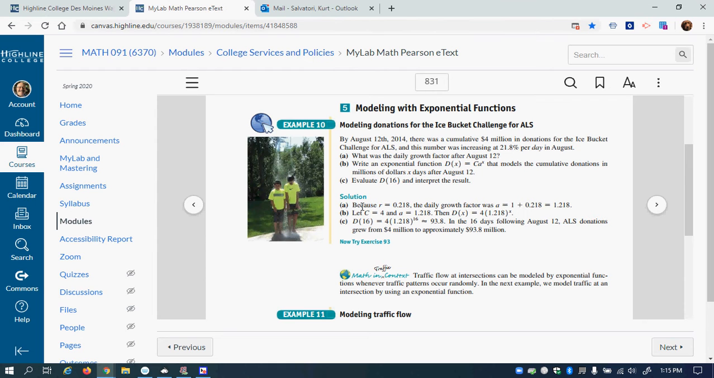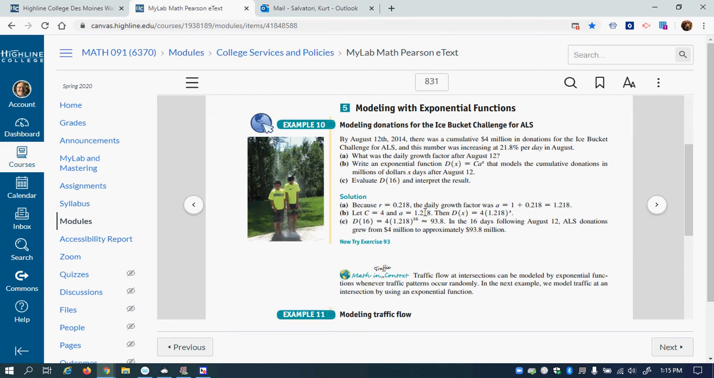So if you look at A, we took the R, which was the percent, 21.8, changed it into a decimal. Then we added it to 1 because that's our formula. We get 1.218. Okay, then we write the equation. We know that C is 4 because we're looking at $4 million. We're not going to put millions in there, just put 4 in. We know we're talking about millions.